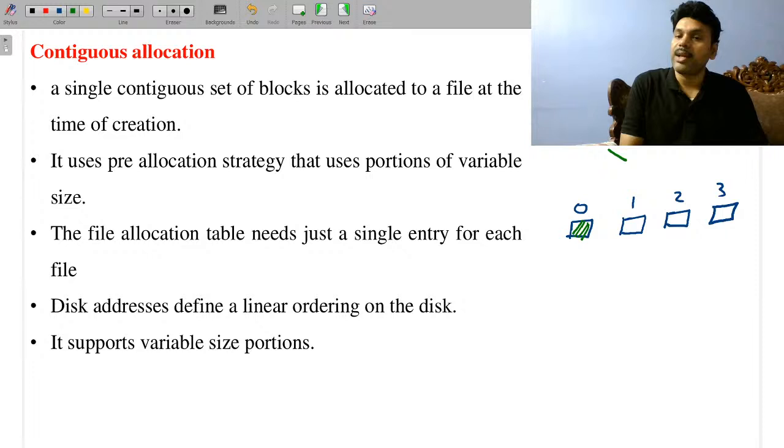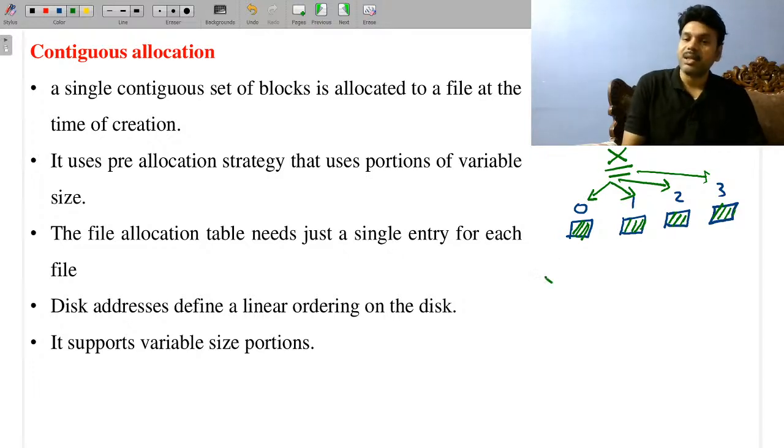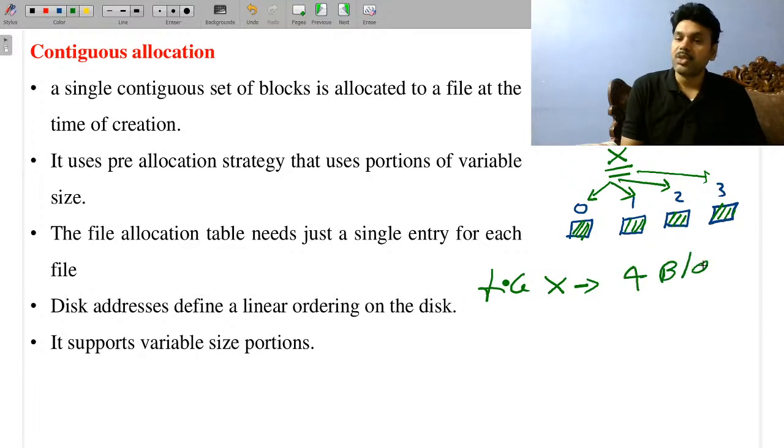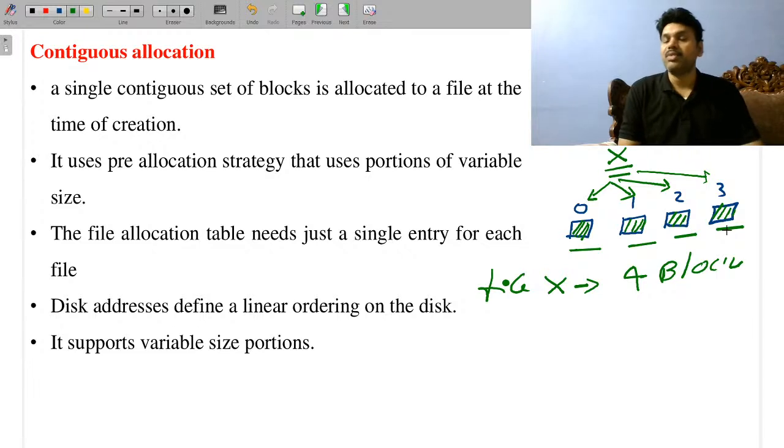So there is a file X, and this X is associated with 0, and this X is associated with 1, and this X is associated with 2, and this X is associated with 3. Please understand carefully. That means here there is a requirement that file X requires 4 blocks, and those blocks are contiguously available here, therefore I am able to assign the memory for them.